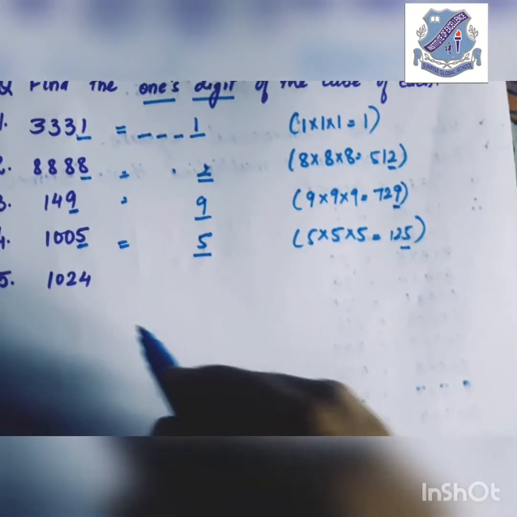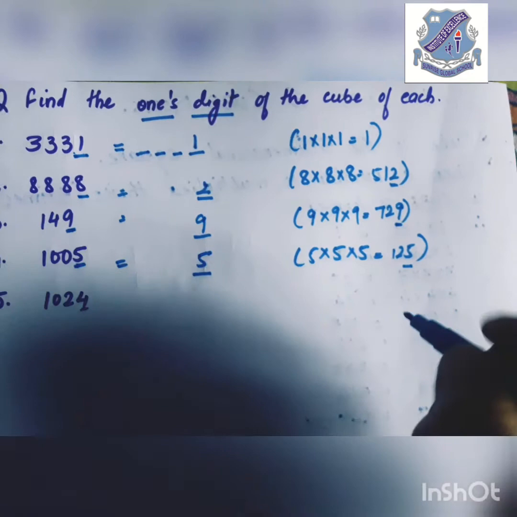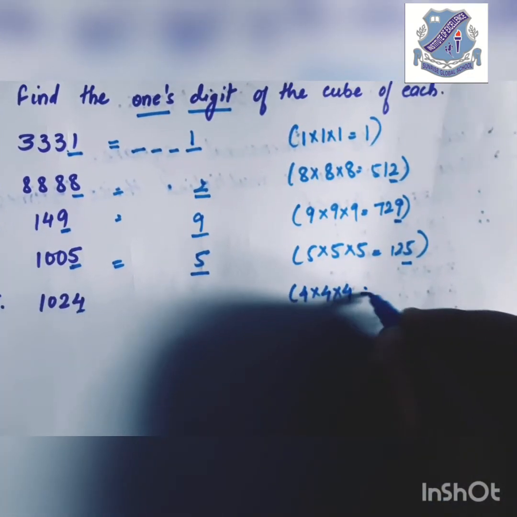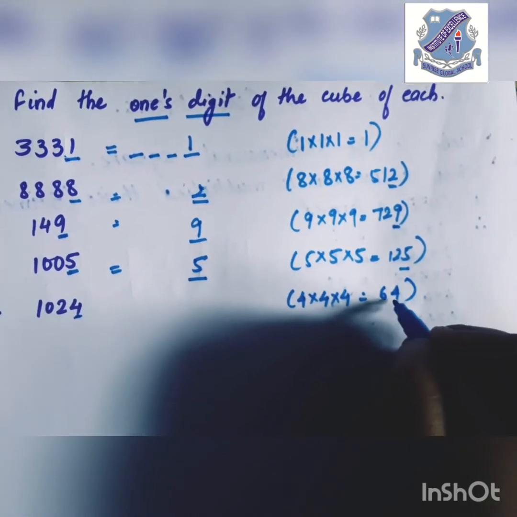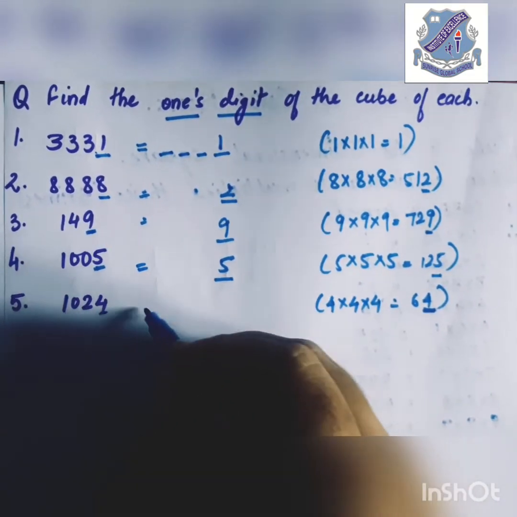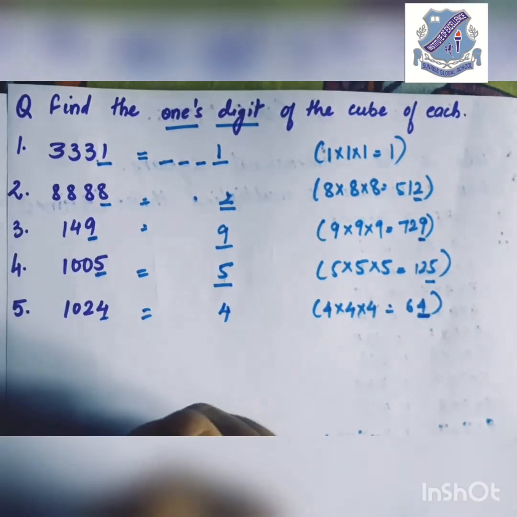Okay. Similarly, if we do it with 1024, here the unit digit is 4. So if we do 4 into 4 into 4, that is, if we take the cube of 4, the answer is 64. So here it is 4. That means if we take the cube of this whole number, the unit digit that will come will be 4.